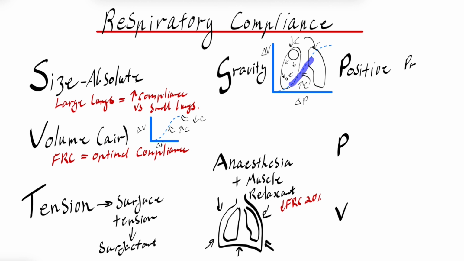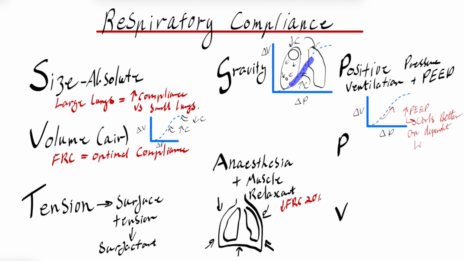The first P is for positive pressure ventilation and PEEP, and this is because increased pressures in the lungs will move the lung compliance up or down this compliance curve, especially PEEP, and there is this sweet spot on the steepest part where compliance is maximal. So if you increase PEEP, you tend to shift the lungs up the curve, and if you decrease it, you shift the lungs down the curve.